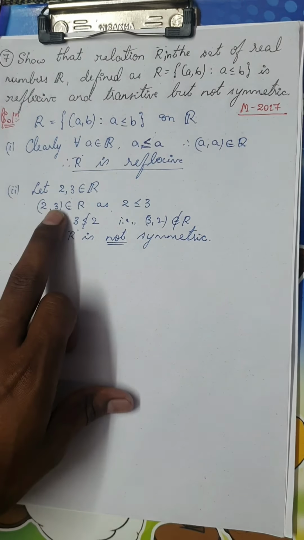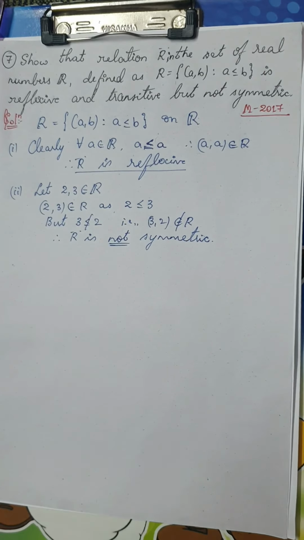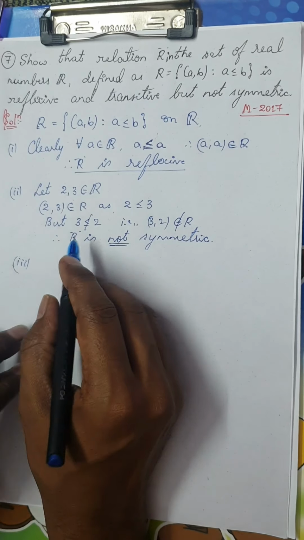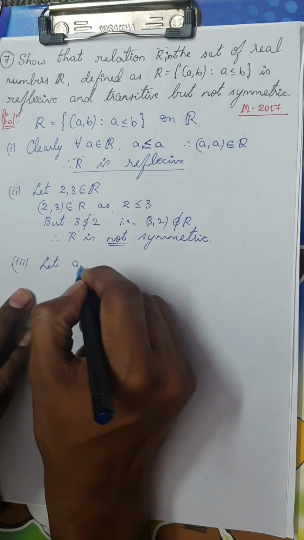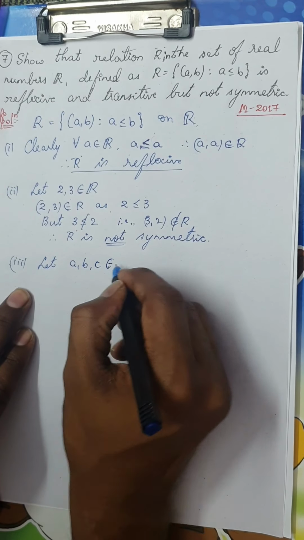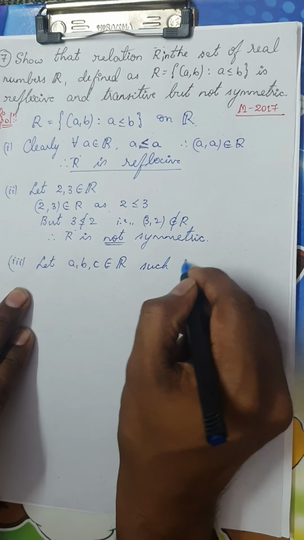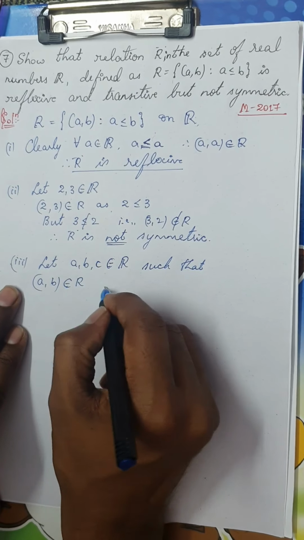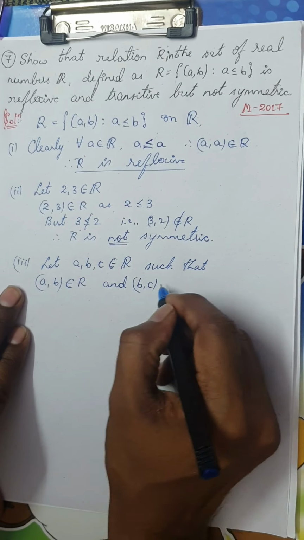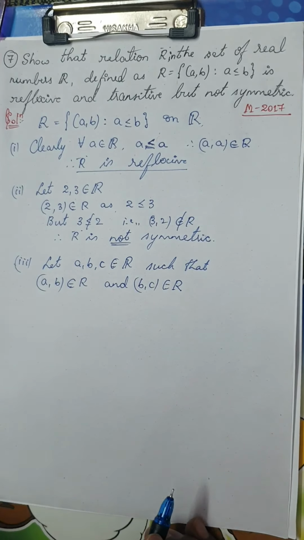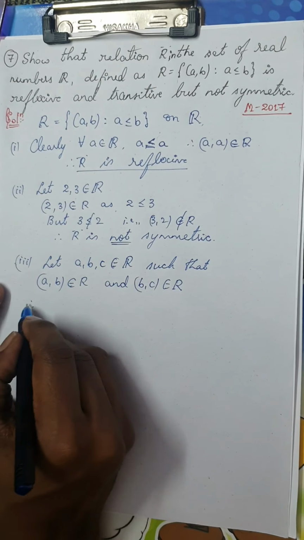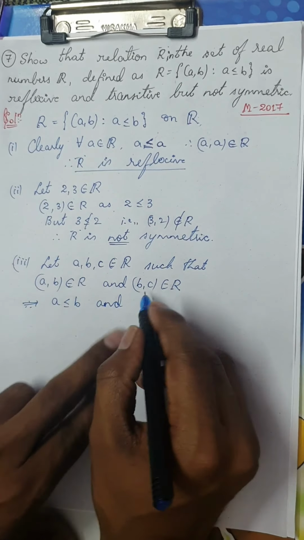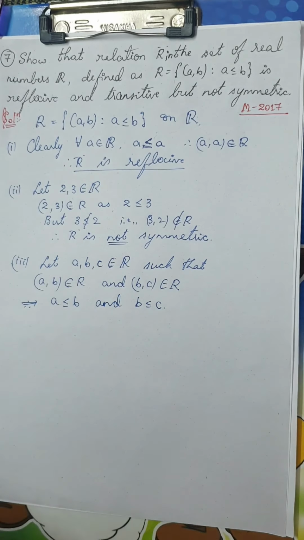Now you need not consider 2 and 3. You can take any 2 different elements from R. Now going on to the third one, let me take 3 elements. Let a, b, c belong to the set of real numbers such that (a, b) belongs to R and (b, c) belongs to R. Therefore, if (a, b) belongs to R, I can write a is less than or equal to b, and (b, c) belongs to R, I can write b is less than or equal to c.